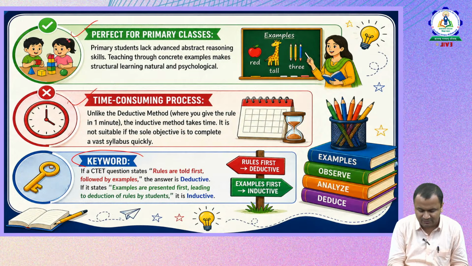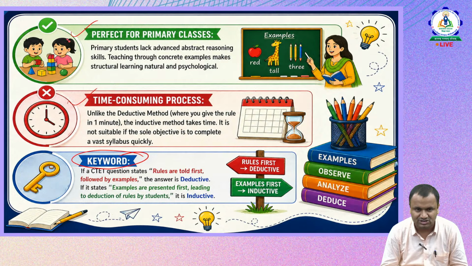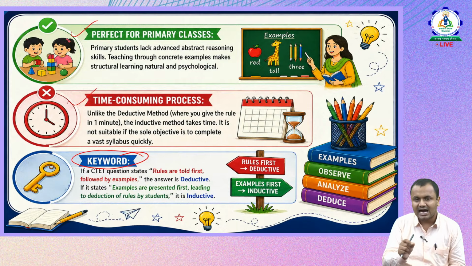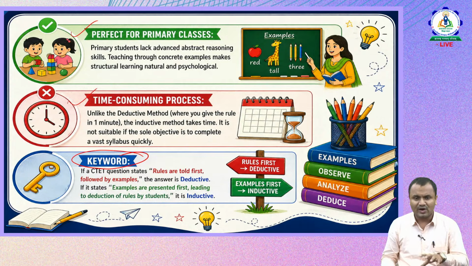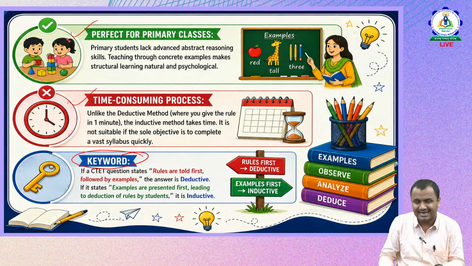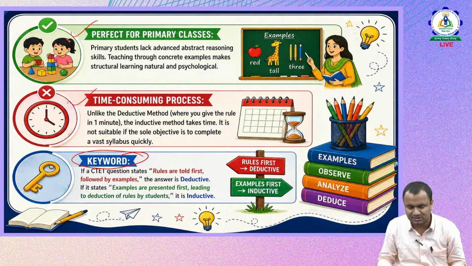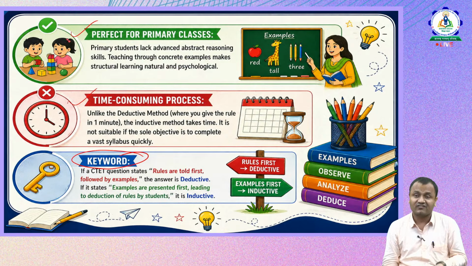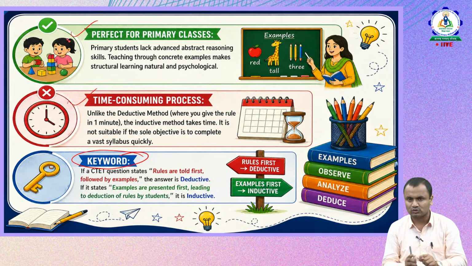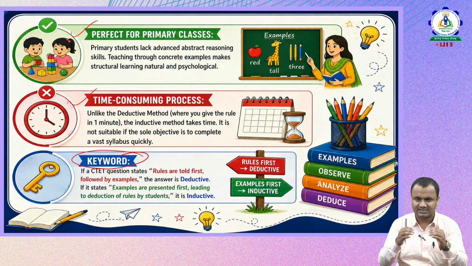Now the keywords that we have to catch in our examination, that is CTET. Let's say our question says rules are told first. So there is a sentence wherein the teacher uses this method and is telling the rules first, followed by the examples. If rules are told first followed by the examples, it means you have written: students, today we are going to learn about adjectives and these are the types of adjectives.